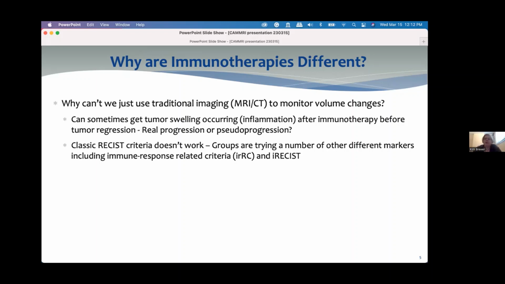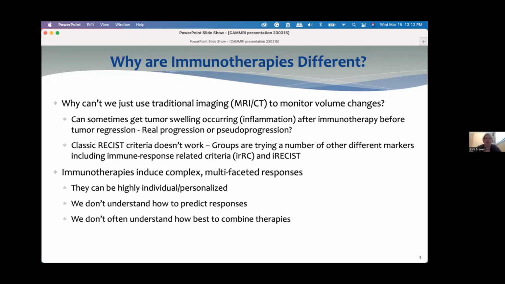So there are a number of classic criteria for assessing if you're responding to cancer therapy or not. The RECIST criteria is one of them, where it basically has different classifications depending on tumor volumes, but they don't work for immunotherapies. So there's a lot of different groups developing their own. But regardless, it's pretty clear that it's not as clear cut as it is for chemotherapies and radiation therapies.